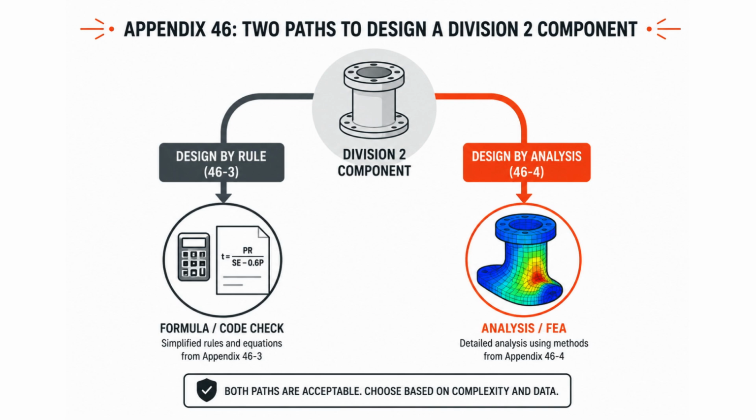Design by analysis can't be used to dodge Division 1's minimum thickness rules outright. It's for justifying a design Division 1's simple formulas can't evaluate at all.